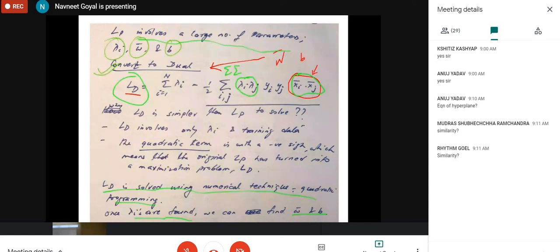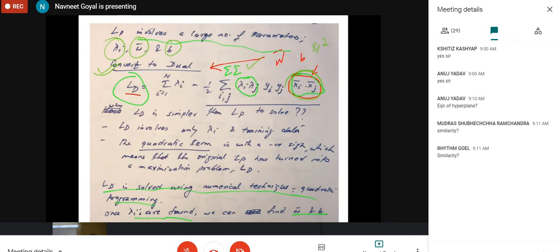So there should be a double summation here. We don't usually write the double summation, but just to make it clear, it is lambda i, lambda j, and y i, y j, these are the classes. And then you have this x i dot x j. So you have to do this how many times? You have to do this n square times. Are you able to see this? Because there is a double summation.